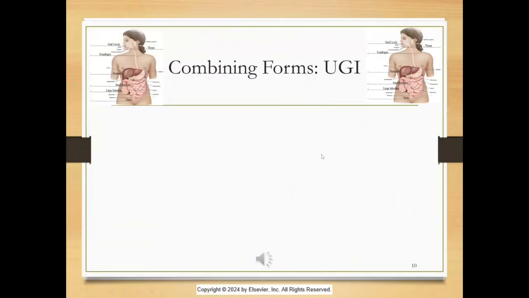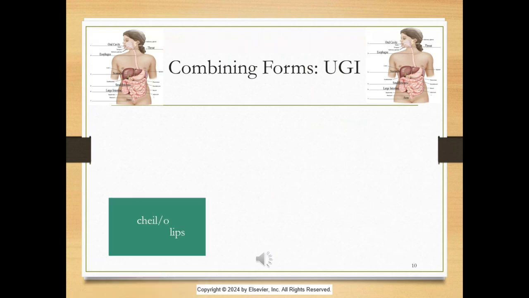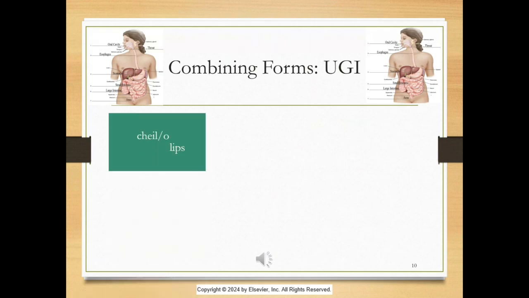Combining forms of the upper gastrointestinal tract. The upper gastrointestinal tract consists of the mouth, pharynx, esophagus, and stomach. The lower gastrointestinal tract is made up of the small and large intestines. Memorize the following word parts.